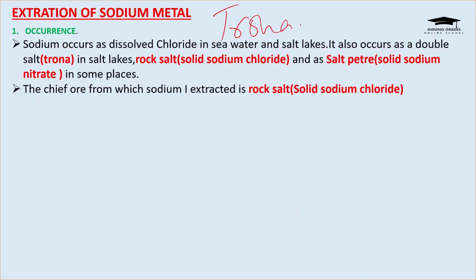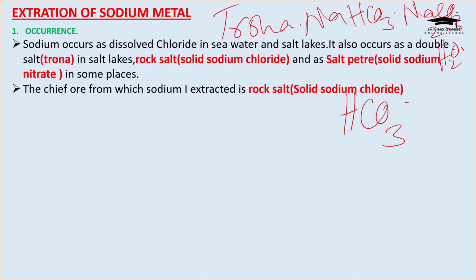The same metal can also be found as a double salt, or what we call trona. Trona is a double salt of sodium hydrogen carbonate, with two water molecules. So that is trona. Why a double salt? Because of the presence of two anions, hydrogen carbonate ion and the normal carbonate. So this qualifies it to be a double salt.